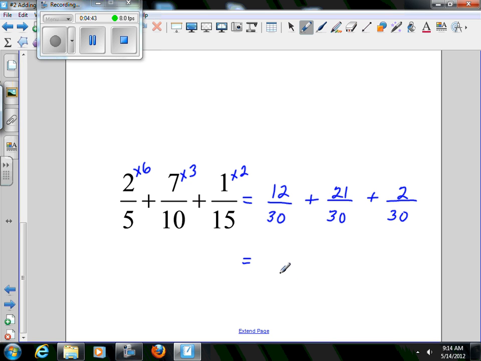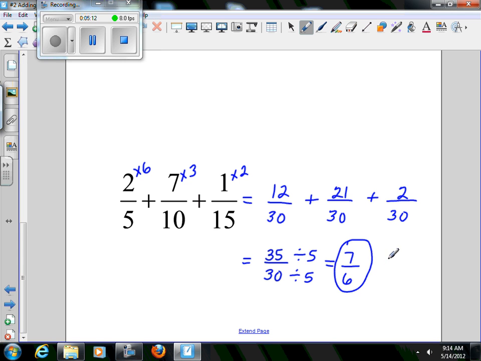Now we want to add everything together, all the numerators. So we have 12 plus 21 plus 2, which gives us 35/30. We do want to reduce this. What is the biggest number that will divide into both 35 and 30? That would be 5. So we end up with 7 over 6.